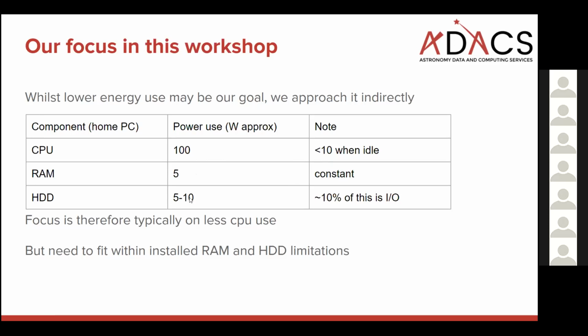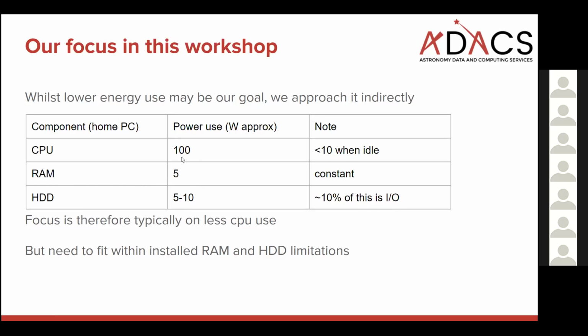Your hard drive, depending on whether it's a solid state or a spinning disk, will use about 5 to 10 watts of power. Unfortunately, only about 10% of this is IO dependent. So reducing your IO or your RAM usage is not really going to affect the power consumed by the RAM or the hard drive. In fact, those two together are quite small in comparison to the CPU.